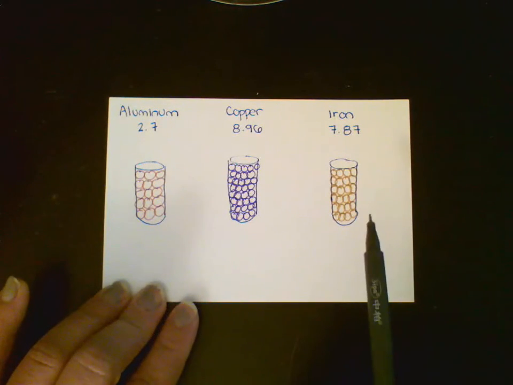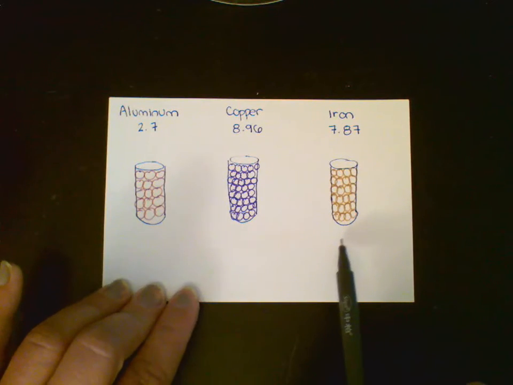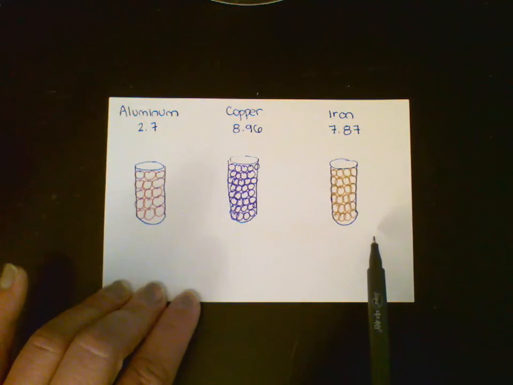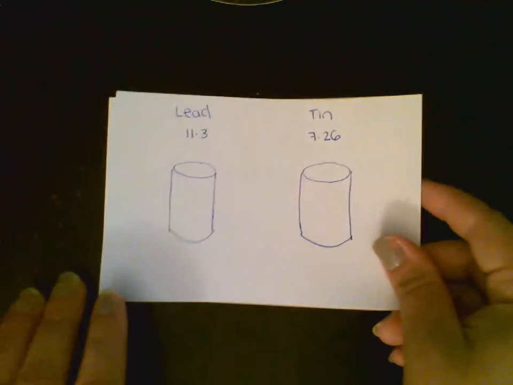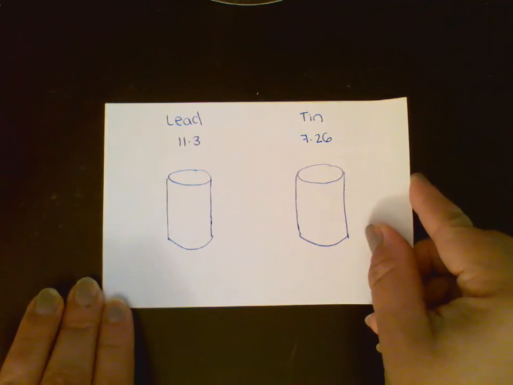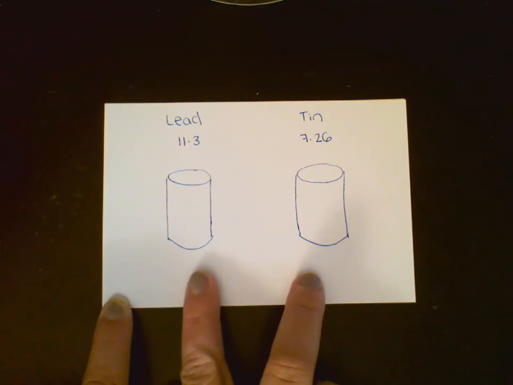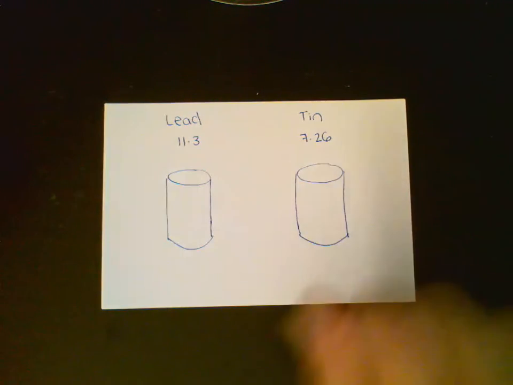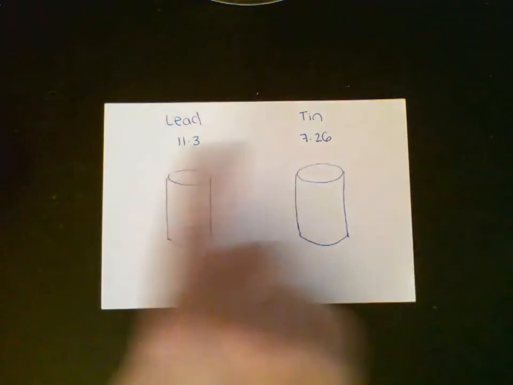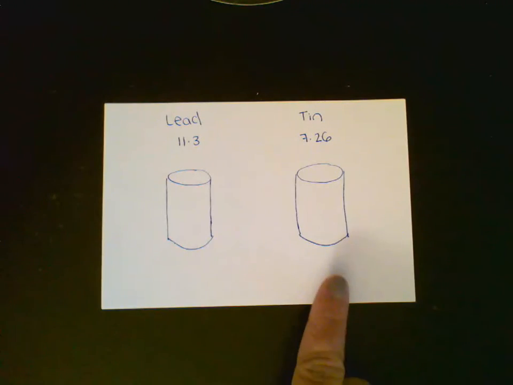In the next video, we're going to deal with different states of matter, and then you'll see how these particle diagrams will change. Okay? I want you to practice a little bit. Here is a problem. You can copy this into your notebook. You've got two substances. You have lead and you have tin. I want you to think about these numbers and do a drawing of these two substances based on their densities.